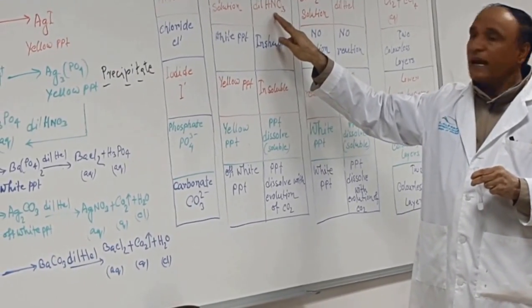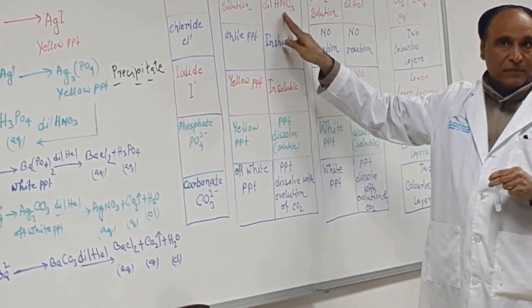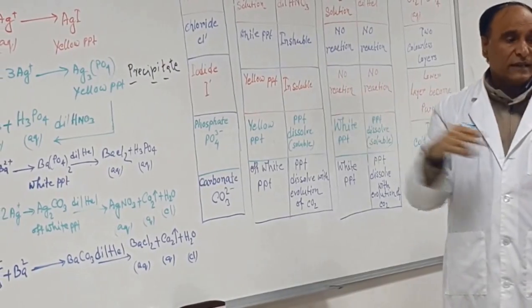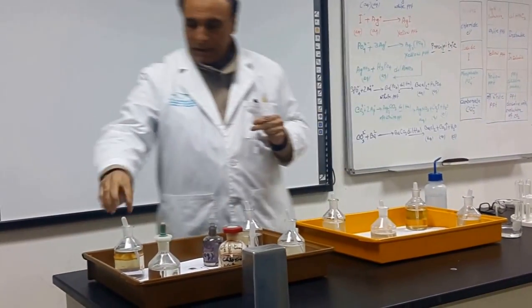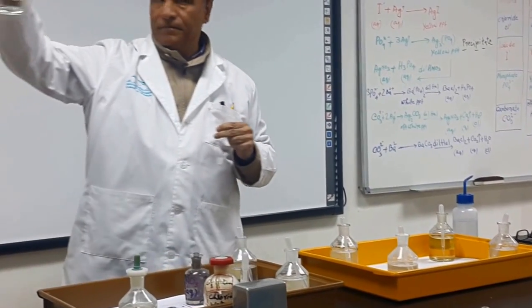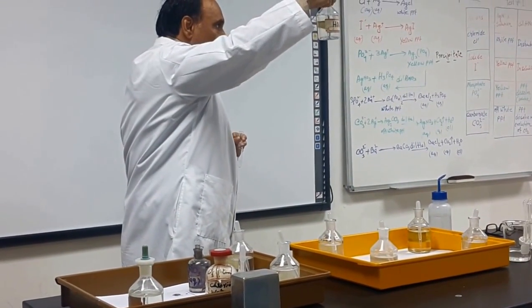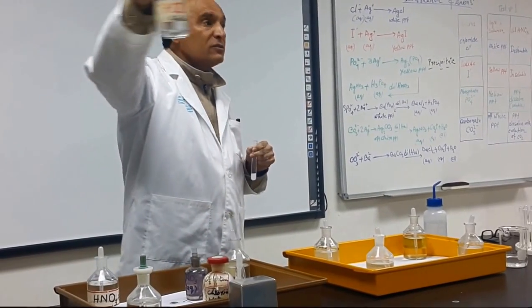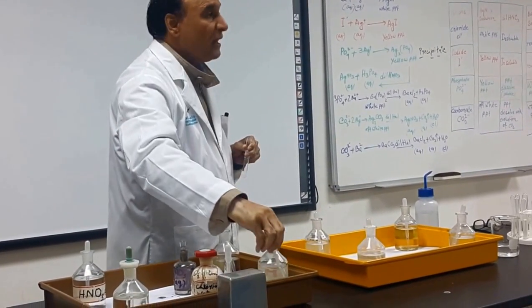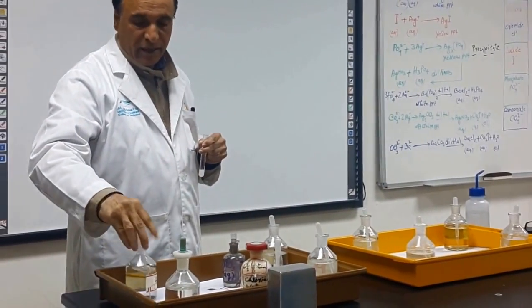The second part is dilute nitric acid to check the solubility, whether it dissolves or not. Here is the dilute nitric acid. It is an acid. This is also an acid, but I will not use this one. Whatever is written, I will use the same. Here is dilute nitric acid.